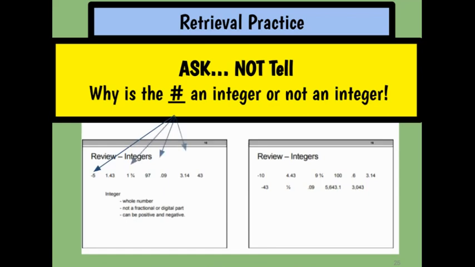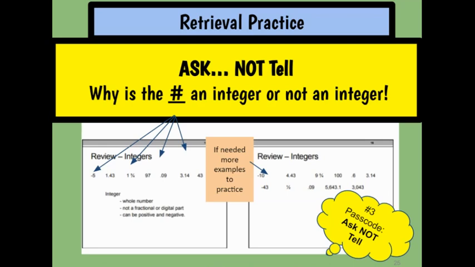Now, we're going to give them multiple opportunities to do this. Then, if we still find that they need more work at analyzing which numbers are integers, then we're going to have some additional practice at the ready. This is an important piece: ask, not tell. And that is why it is passcode number 3. I'm hoping that we just constantly are thinking through our own practices on, are we telling or are we asking? Are we asking students to retrieve information that we find critical? Or are we just telling and hoping that it sticks?